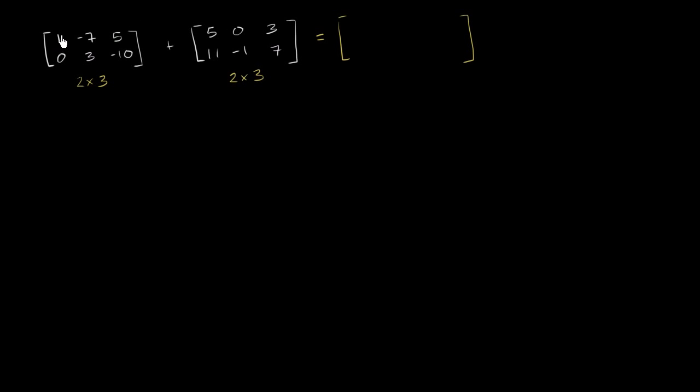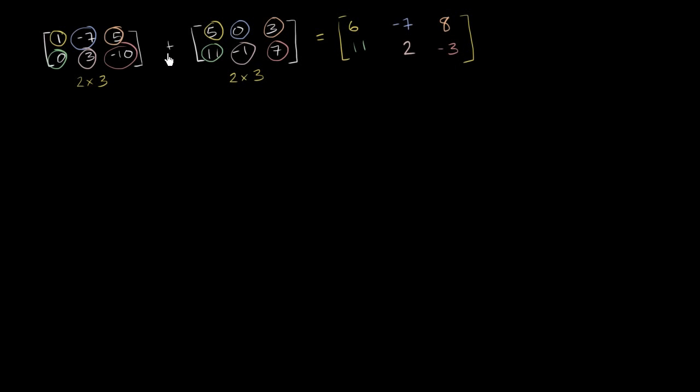So in this situation, we add 1 plus 5 to get the corresponding entry in the sum, which is 6. You can add negative 7 plus 0 to get negative 7. You can add 5 plus 3 to get 8. You can add, and I'm running out of colors here, 0 plus 11 to get 11. You can add 3 to negative 1 to get 2. And you could add negative 10 plus 7 to get negative 3.